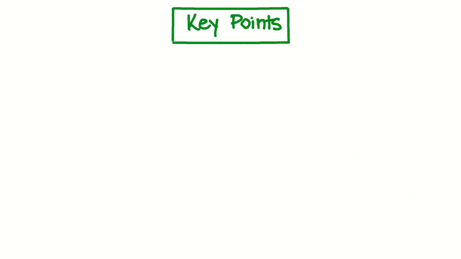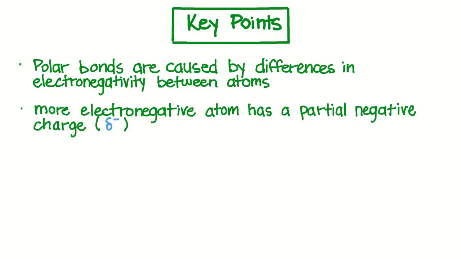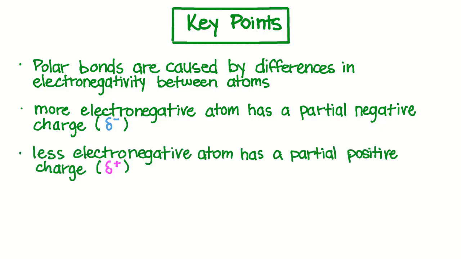Now let's sum up this video with the key points. Polar bonds are caused by differences in electronegativity between atoms. This will cause the more electronegative atom to have a partial negative charge, which we can indicate using the lowercase Greek letter delta. And the less electronegative atom will have a partial positive charge. This separation of charge across the bond causes there to be a dipole, which we can indicate using this arrow that points towards the more electronegative atom.